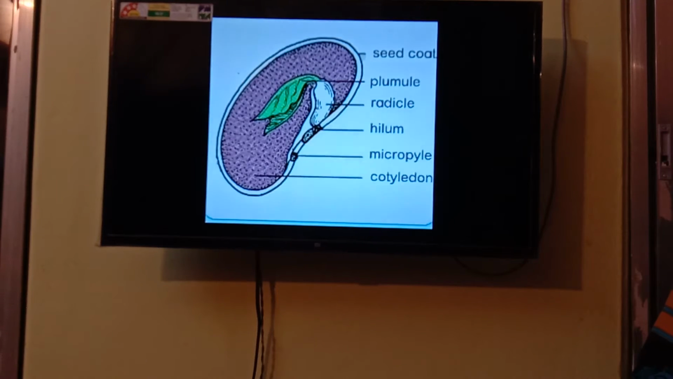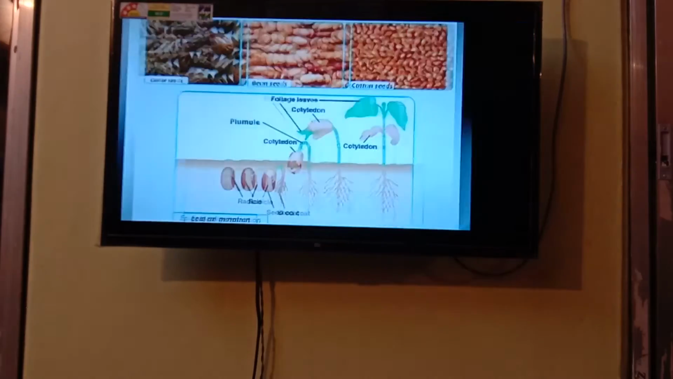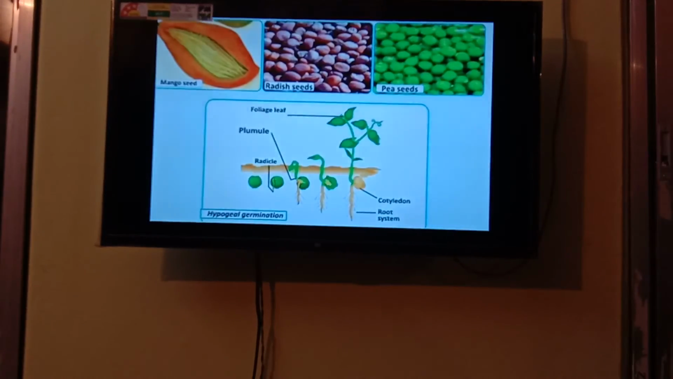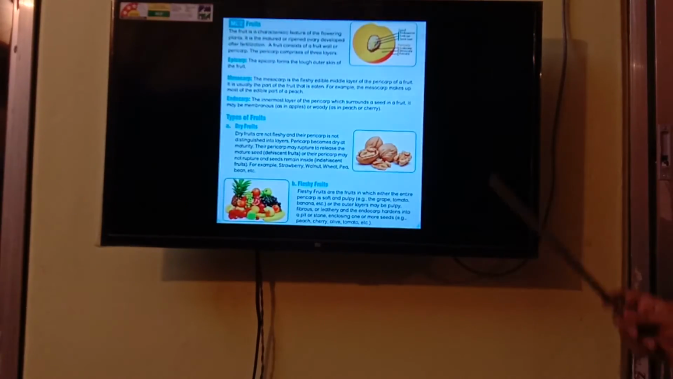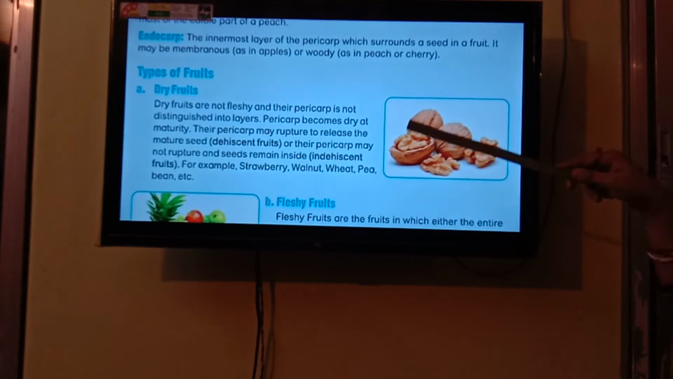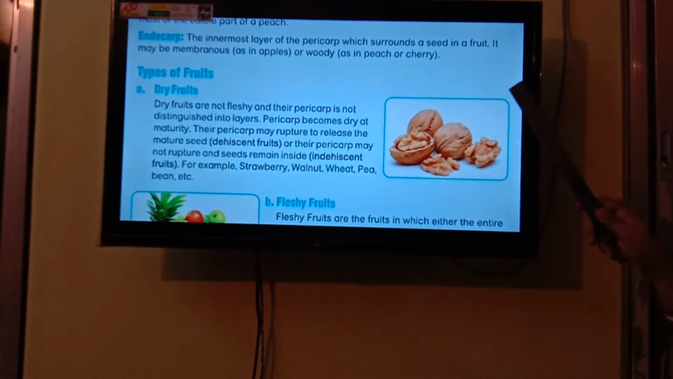Next, I will discuss fruit. Okay, these are the types of fruit: dry fruit and fleshy fruit. Look at the picture. This is the dry fruit. Why is this type of fruit called dry? Because the pericarp is not divisible into layers.